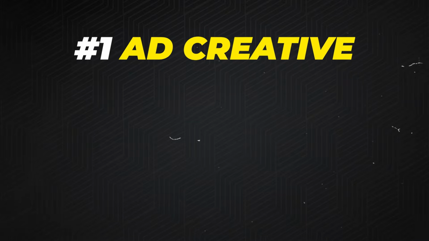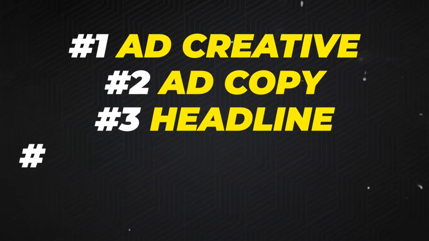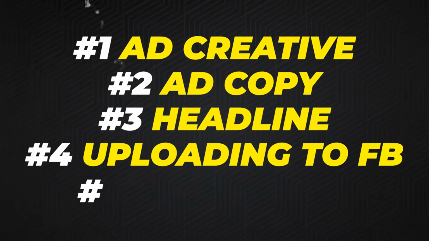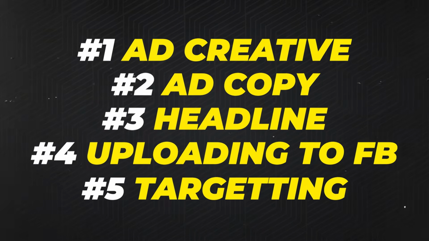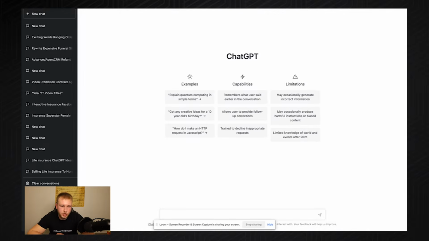First thing we did is we made our ad creative. Next thing we're going to do is go and get our ad copy and our headline. Then we're going to talk about actually uploading it into Facebook, go through the targeting, and all of that mess over there. So just downloading this photo. Let's go into ChatGPT and start writing our ad copy.